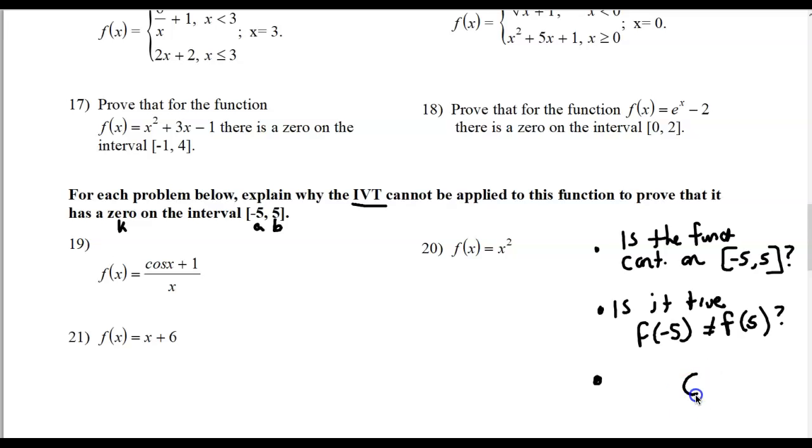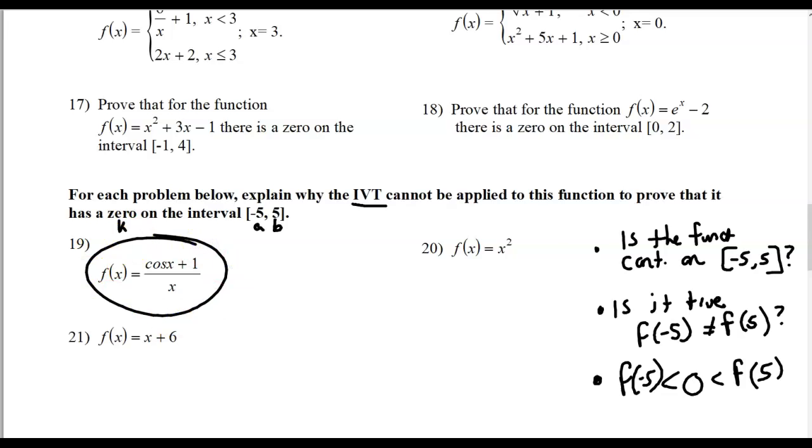I'll say, is 0 in between f of b and a, or f of -5 and f of 5. All three of those things have to be true if you want to use the IVT. Now, on all three of these problems, one of those things isn't going to happen, and we've got to figure out which it is. All right? So here we go. Let's take a look at the first one.